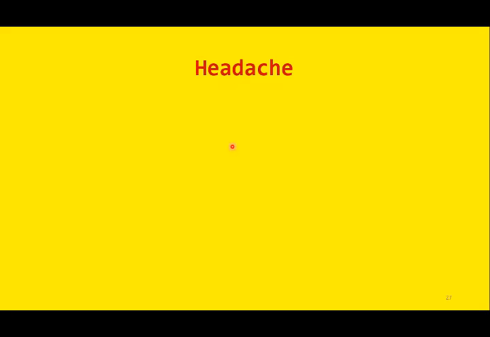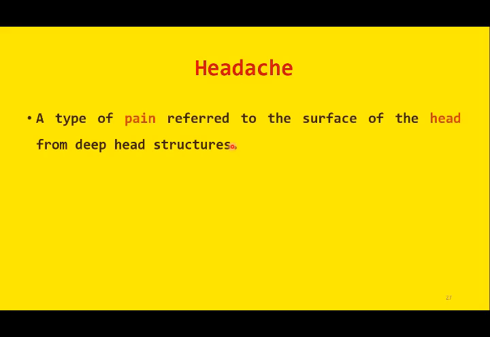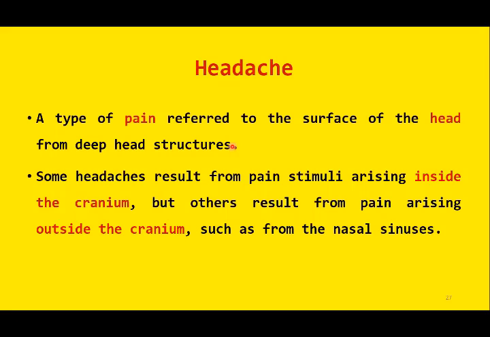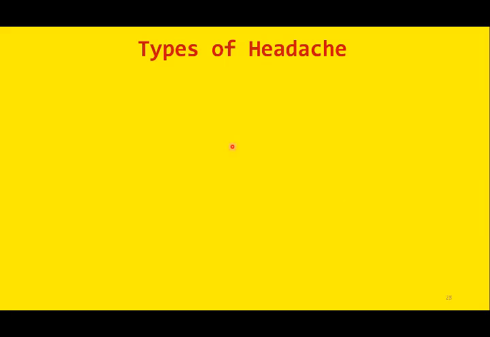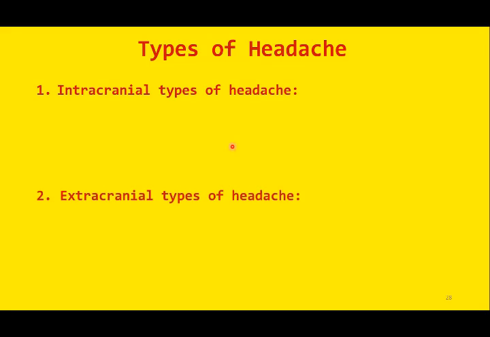So we have discussed Brown-Sequard syndrome, trigeminal neuralgia, and herpes zoster. The last clinical condition is headache. In simple words, pain in the head. Now this headache can be of intracranial origin or extracranial origin. Painful stimulus arising within the cranium, within the head, or if the stimulus is outside the cranium, this is extracranial headache. So we can classify the types of headache as intracranial and extracranial.